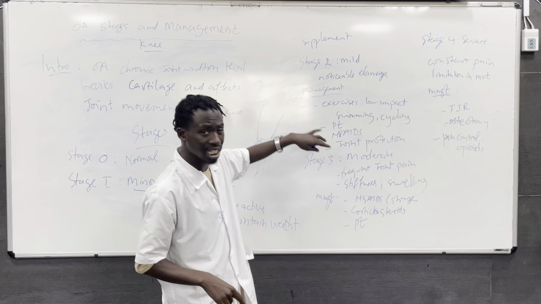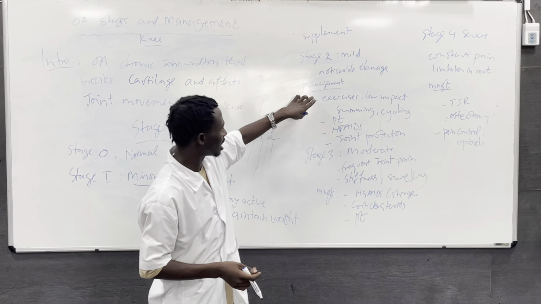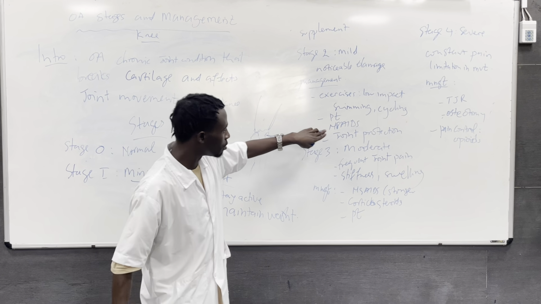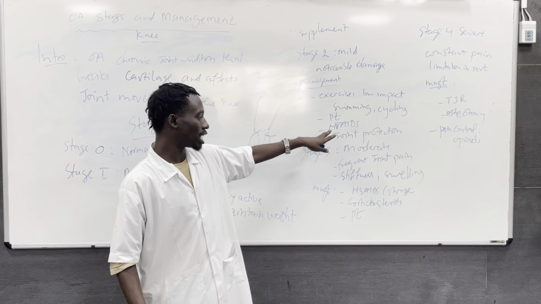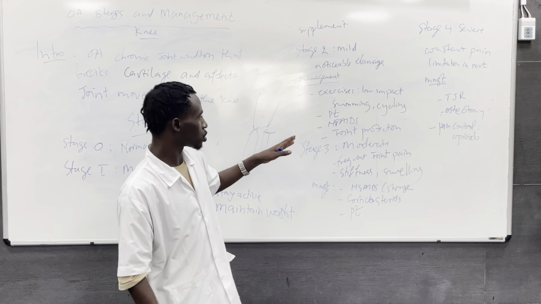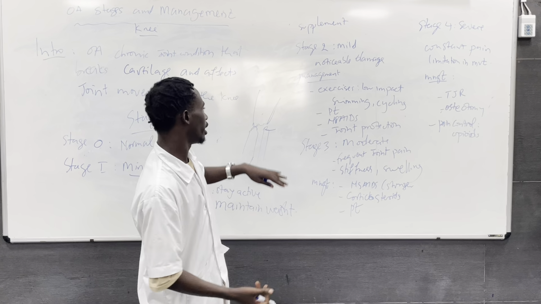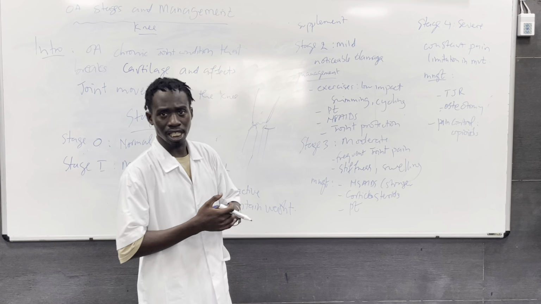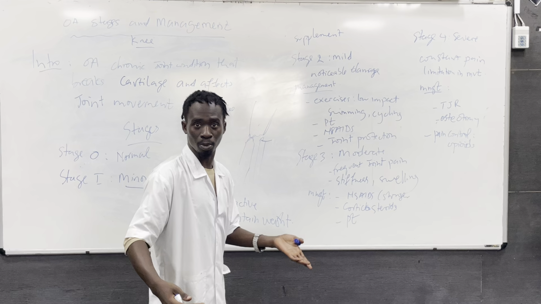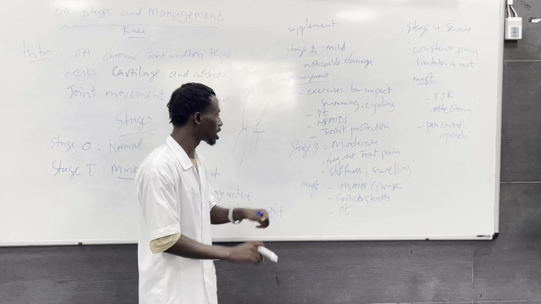Apart from that, in stage 2 there is sometimes pain. It means that you should take NSAIDs, non-steroidal anti-inflammatory drugs, like paracetamol, to avoid pain. Another thing you should do is joint protection. You should protect your joint by wearing knee braces and everything.